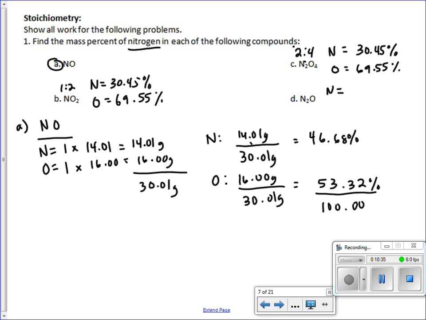Lastly, D, nitrogen is going to be finally greater than 50%, 63.65%, whereas oxygen is going to be 36.35%. Okay, so hopefully you don't have any questions on those, but just remember to count correctly and to make sure that you're multiplying by the correct average atomic mass.